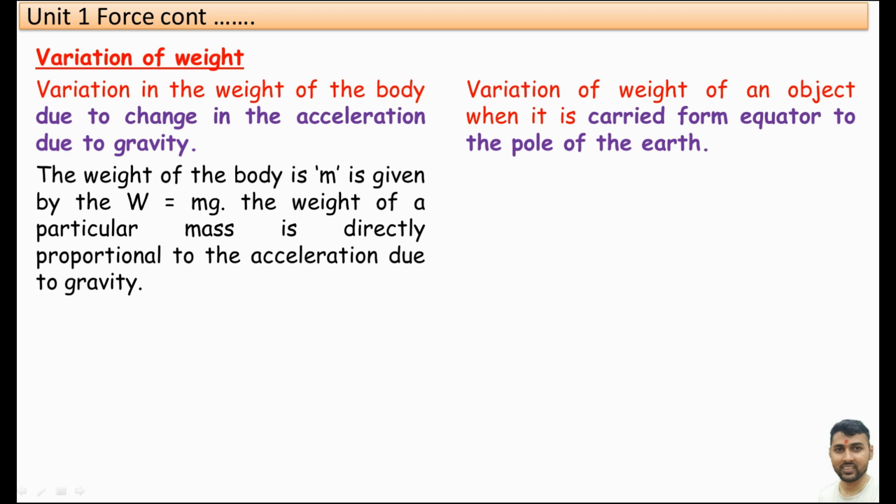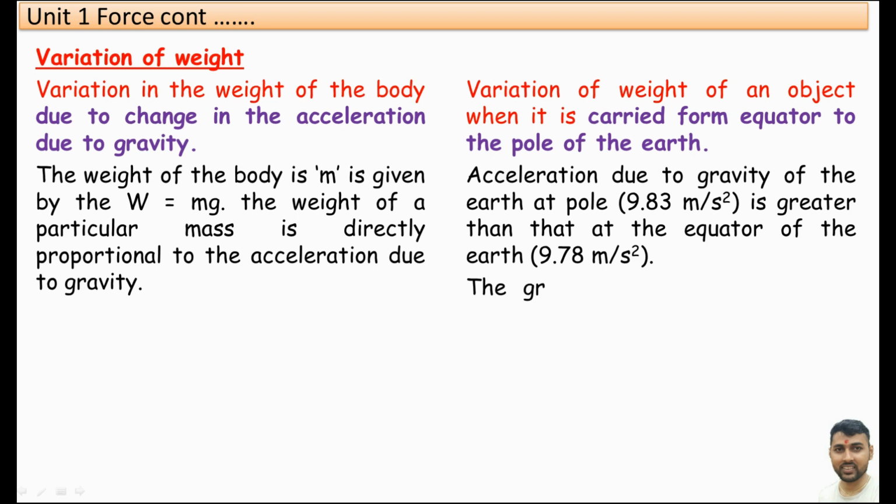As there is less radius in the polar region, acceleration due to gravity is more. As you know, acceleration due to gravity is inversely proportional to the square of the radius of the earth. Acceleration due to gravity of the earth at the pole is 9.83 meter per second square, which is greater than that at the equator of the earth, that is 9.78 meter per second square.